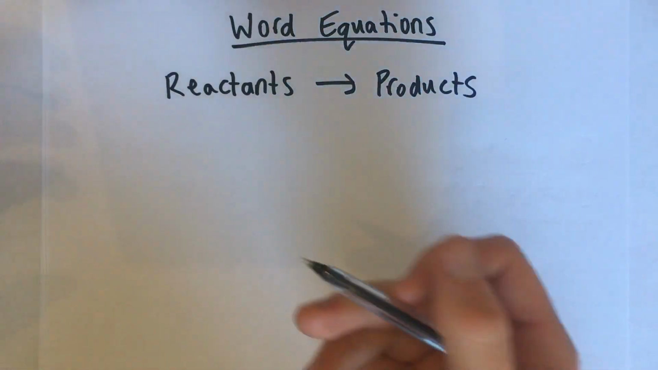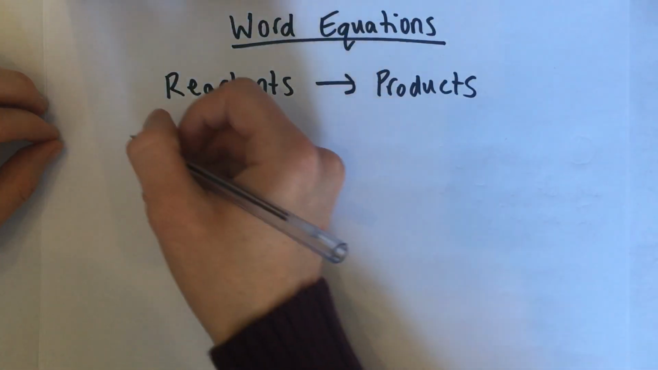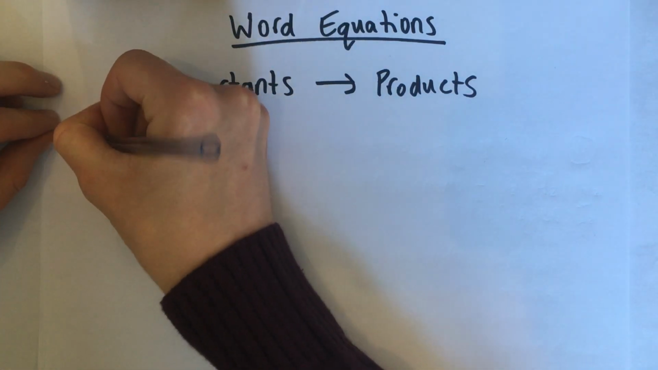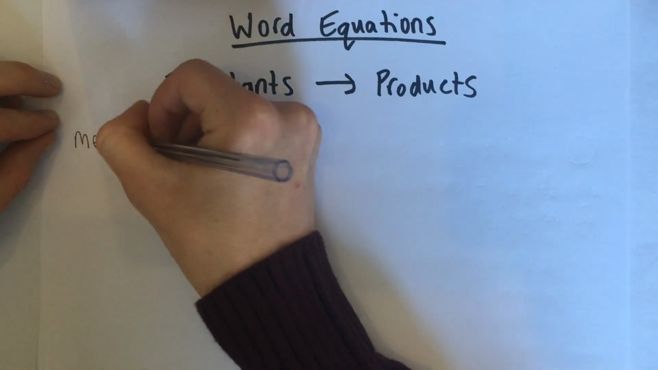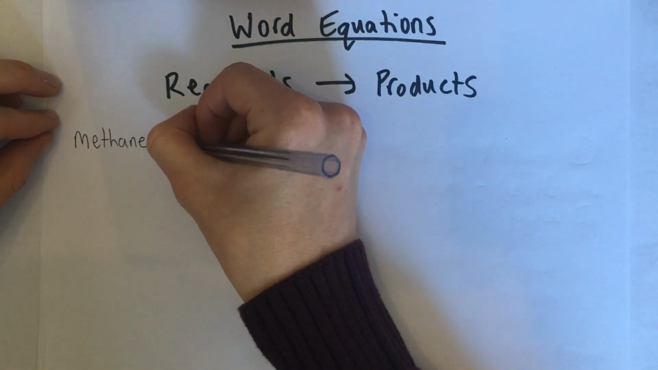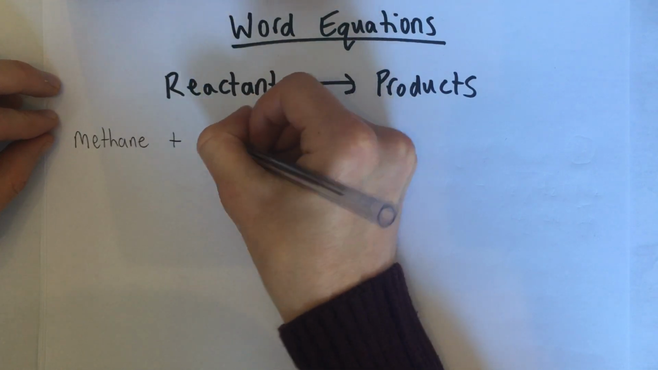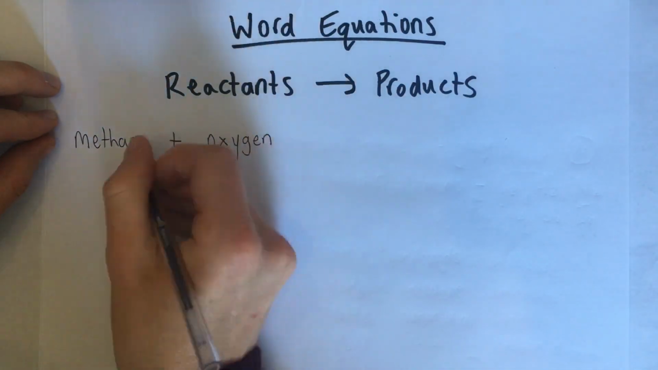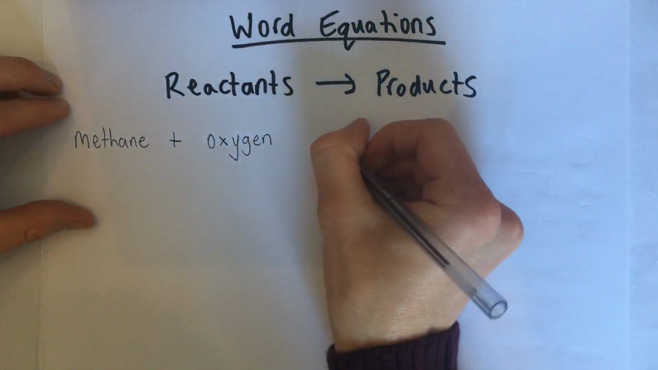So I'm going to go for a really common reaction, which is what happens in Bunsen burners. The gas is called methane. And when you burn it, you're reacting it with the oxygen in the air. So we're going to put methane plus oxygen. That shows that the two reactants are methane and oxygen, and they are reacting together, they're adding together.